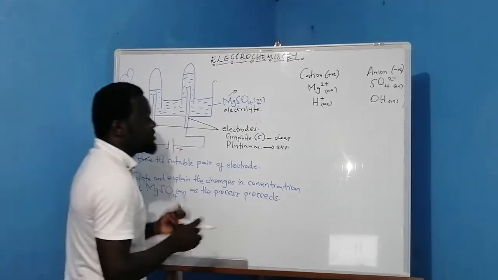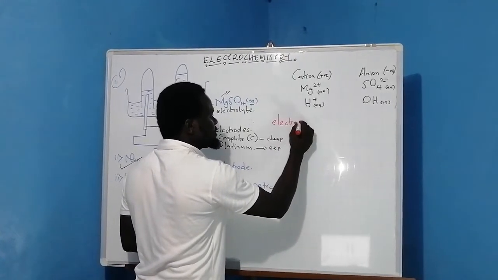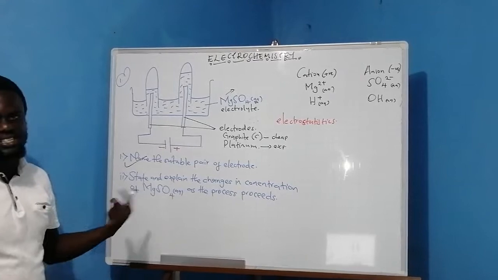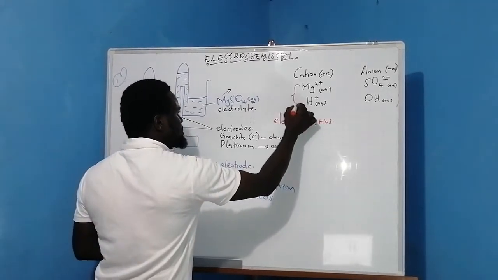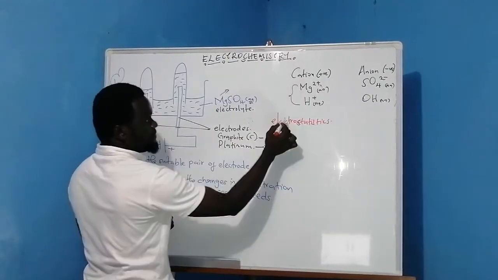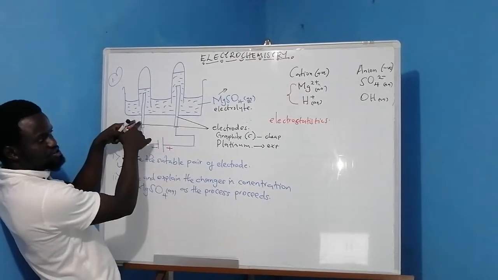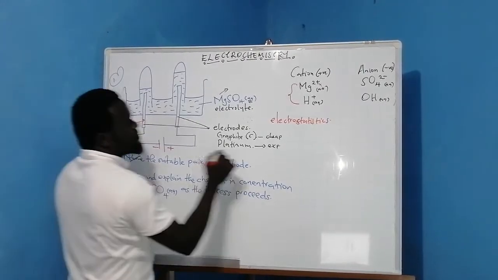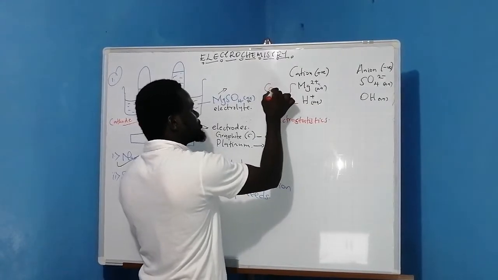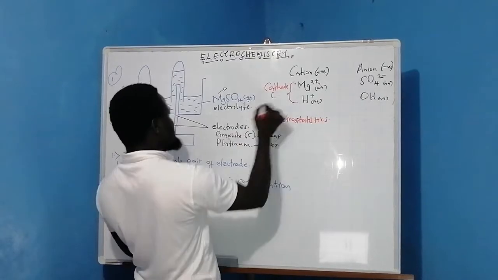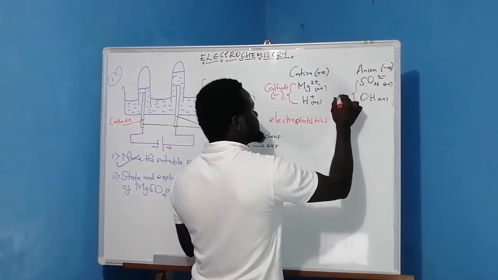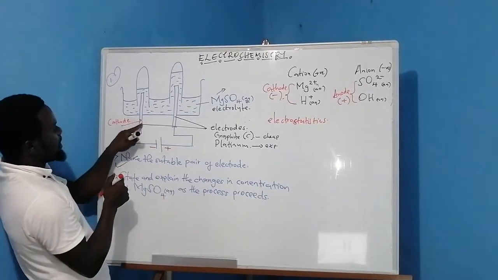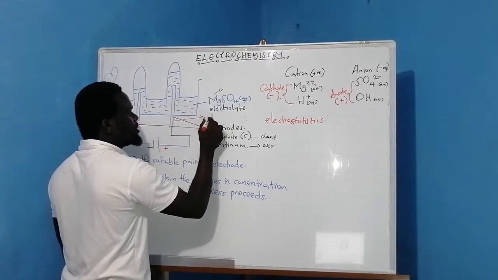Remember, from the law of electrostatics, like charges repel, but unlike charges attract. It therefore means that these cations, these two, are positively charged, and they will be attracted to the negative electrode, and this negative electrode is normally referred to as the cathode. So the cations are attracted to the cathode, which is negatively charged, and these anions are attracted to the anode, which is the positively charged terminal. So this electrode represents the cathode, while this electrode represents the anode.